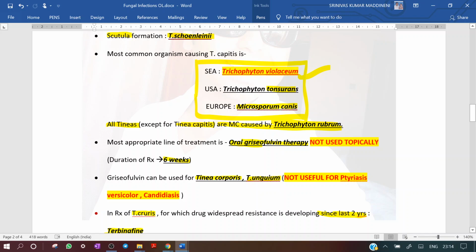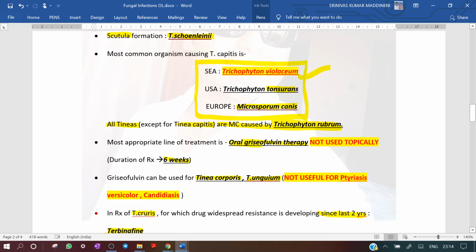The most appropriate line of treatment for tinea capitis is oral griseofulvin irrespective of the causative agent. But if specifically Trichophyton is given, then the answer will be terbinafine. Otherwise, it is oral griseofulvin. And remember, griseofulvin is always an oral formulation. Topical is not available. Duration of treatment is 6 weeks. Griseofulvin can be used apart from tinea capitis for tinea corporis and tinea unguum. Tinea unguum is also called onychomycosis. But griseofulvin is not useful for tinea versicolor and candidiasis.